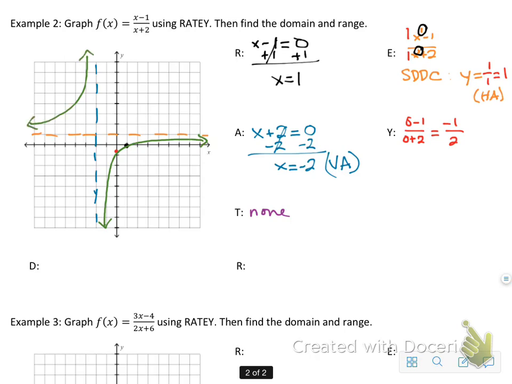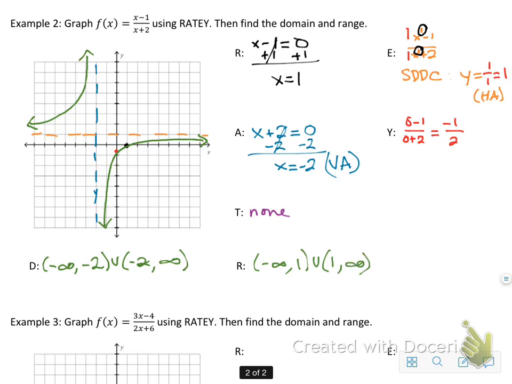Now for domain, we're going left to right. We start at negative infinity. We go until we get to our vertical asymptote, which was at negative 2, union, negative 2 to infinity. So they always end up being the same number. You shouldn't have different numbers for your domain and range after your union. For the range, we're going from negative infinity up until you get to 1, because that's where your horizontal asymptote is. Union, 1 to infinity, and we're done with the problem.